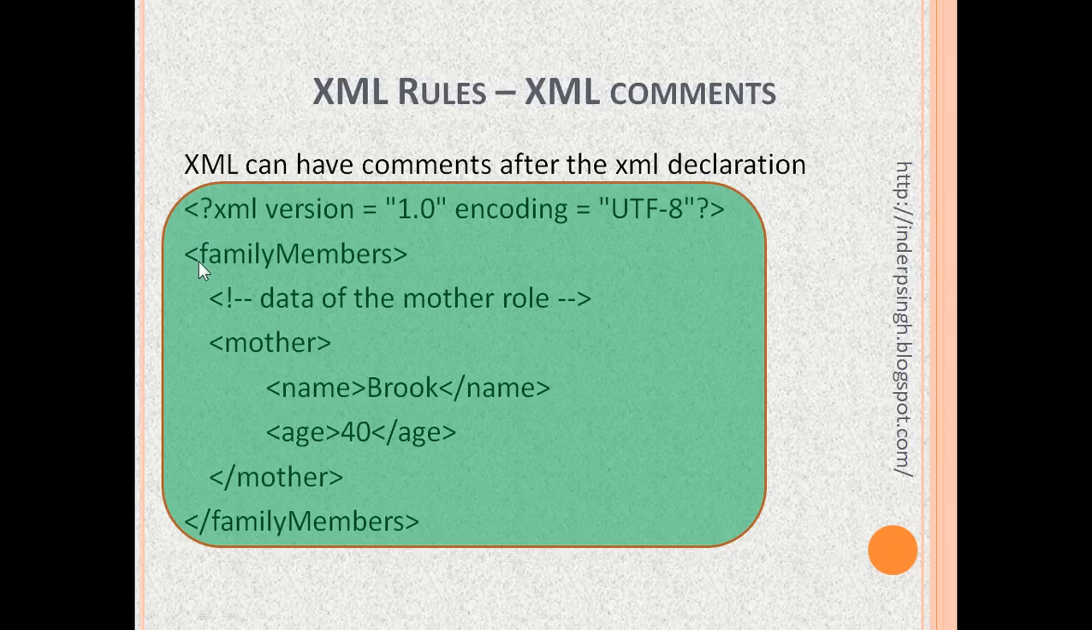So here we have the root element which is family members. The family members opening tag is here, and we have the family members closing tag here, and in between we have the XML comment. An XML comment starts with less than, exclamation, minus, minus, and then we can give any text, and it ends with minus, minus, greater than. The purpose of XML comments is to make the XML more readable. You can write your own comments to give additional information, but the comments are going to be ignored by the XML parser or the XML processor.